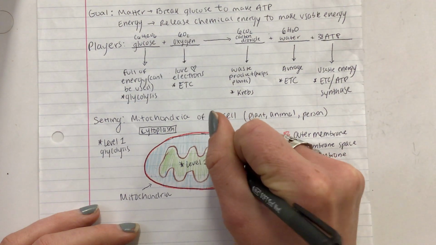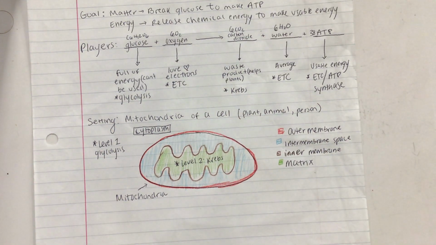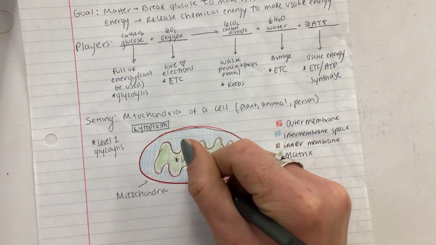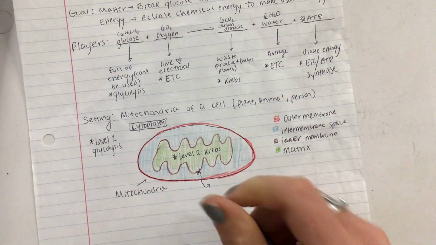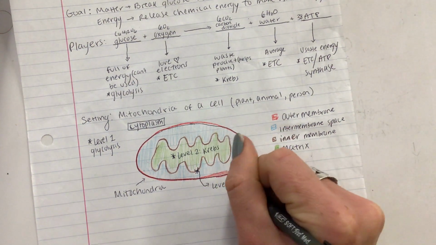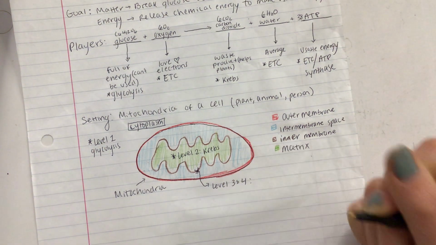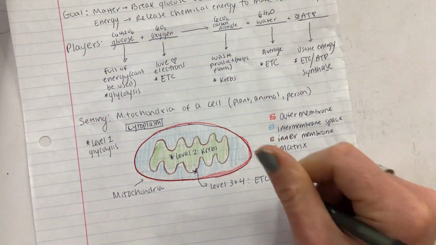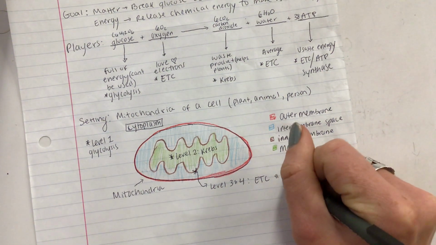And we'll just write Krebs for short, but this is where the Krebs cycle takes place. And finally, you can make it to levels 3 and 4. Both of those take place right here in the inner membrane. So I'm just going to draw an arrow. And this is level 3 and 4, where we have the ETC, the electron transport chain, and ATP synthase.